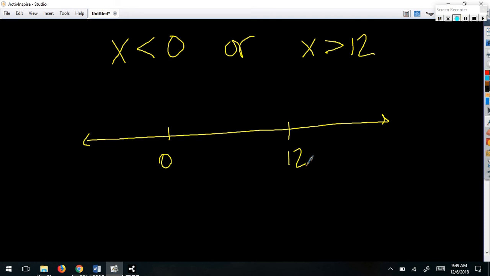Okay? So x is less than 0, open or closed? Open, left or right? To the left. How about on 12? Open, left or right? Right. Does that make sense on just graphing them? Yes, Makai.